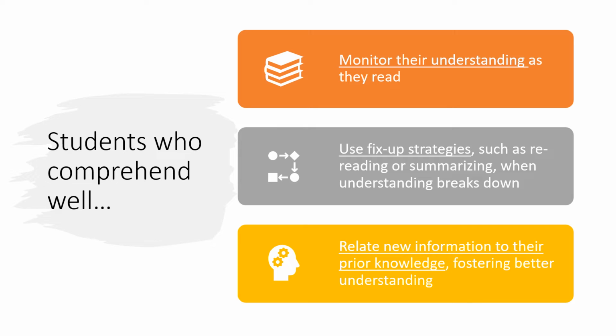Some teachers refer to it as fix-it strategies, such as rereading or summarizing, when trying to understand and the comprehension breaks down. They can also relate new information to their prior knowledge, which helps them foster a better and deeper understanding. So they can relate the new information that they're learning about and reading about to something they've already learned about in previous coursework or their own lives. This transfer ability is what helps broaden their understanding of what they're reading.